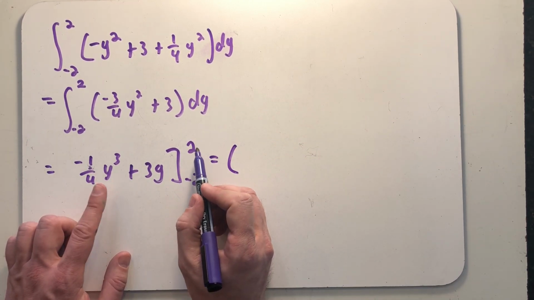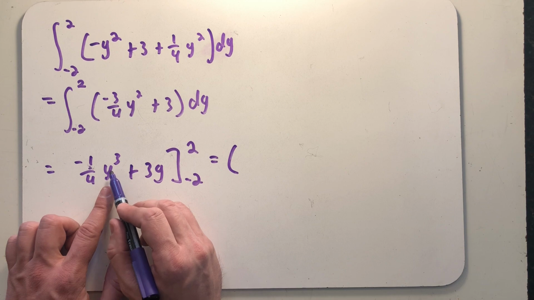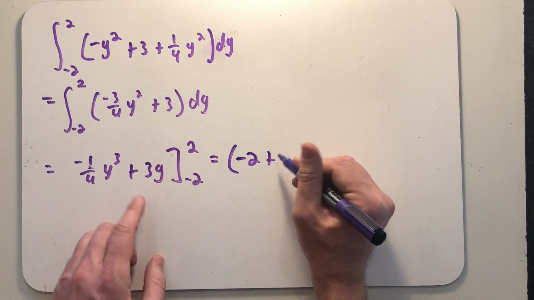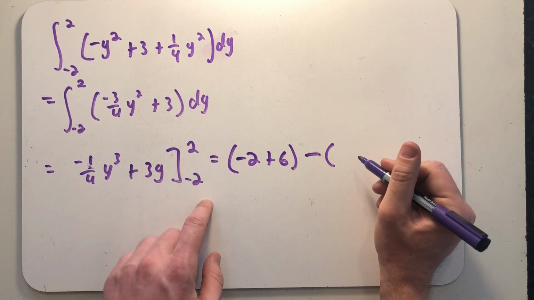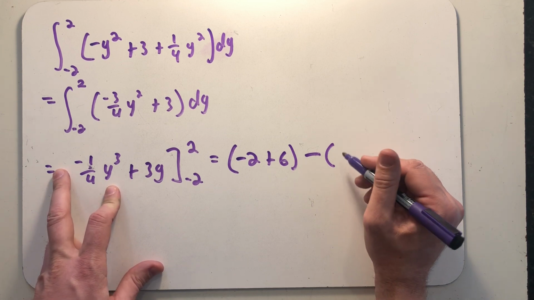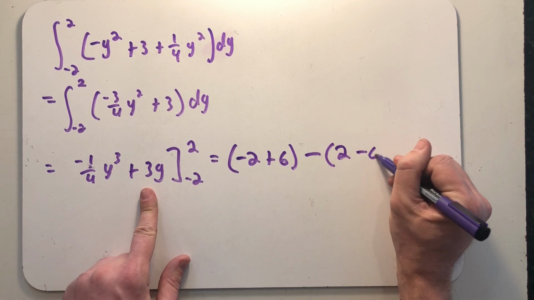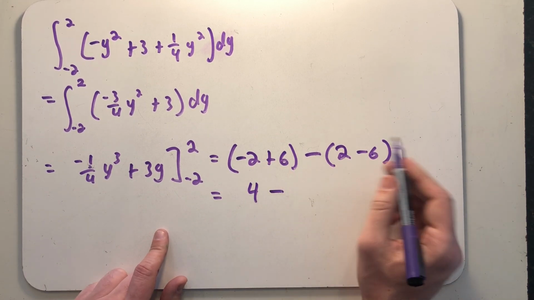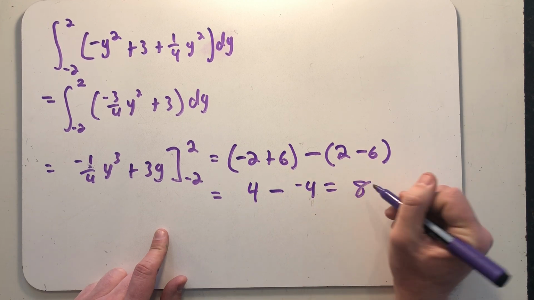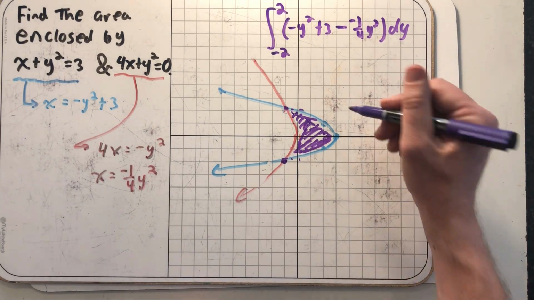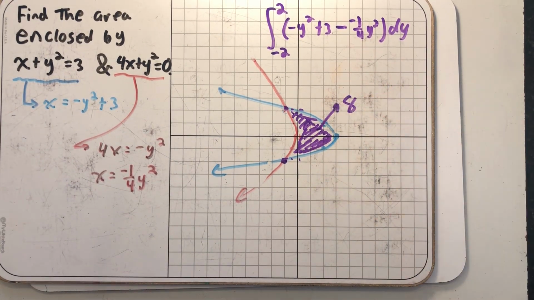Let's see. I can plug in a 2, I'd get 8 times a minus 1/4 is minus 2, plus 6, minus, now let's plug in that minus 2, and I get a minus 8 times minus 1/4 is a positive 2, minus 6. So that's a 4 minus a minus 4. That total shaded area was 8 square units. And we have found the shaded area requested.